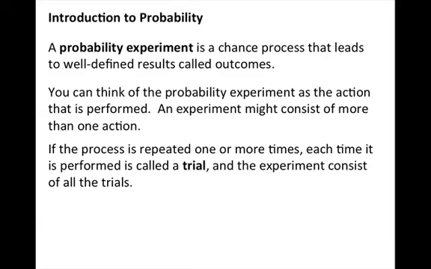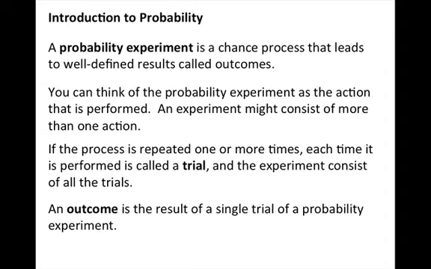If the process is repeated one or more times, each time it's performed is called a trial, and the experiment consists of all the trials. An outcome is the result of a single trial of a probability experiment. Let's look at some examples.